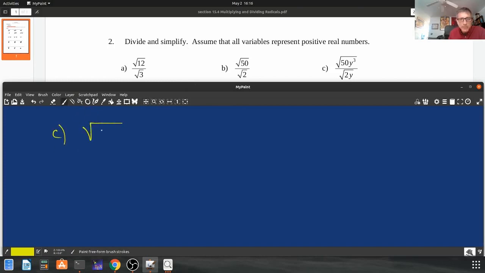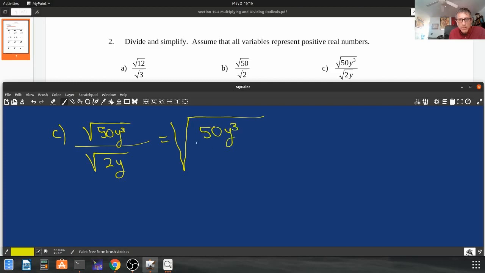the square root of 50y cubed over the square root of 2y. Well, that's equal to the square root of 50y cubed divided by 2y. All I have to do is simplify this fraction. 50 divided by 2 is 25, and y cubed divided by y is y squared.